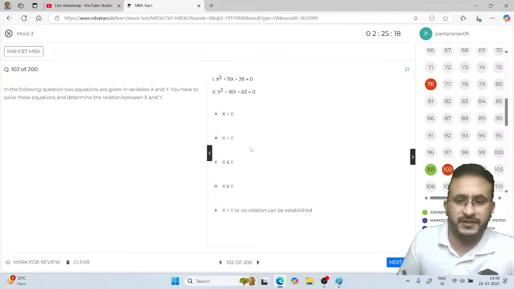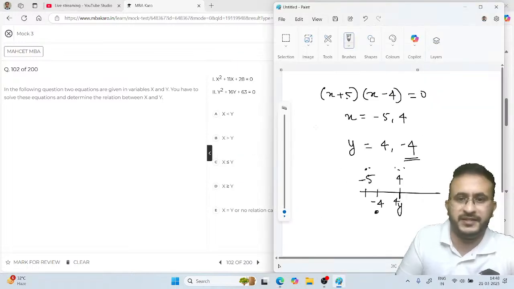So this we have x plus 11. So this is plus 4 plus 7. So roots will be minus 4 and minus 7. And this is minus 7 and minus 9. So this is larger, this is smaller. So x will be greater than or equal to y.